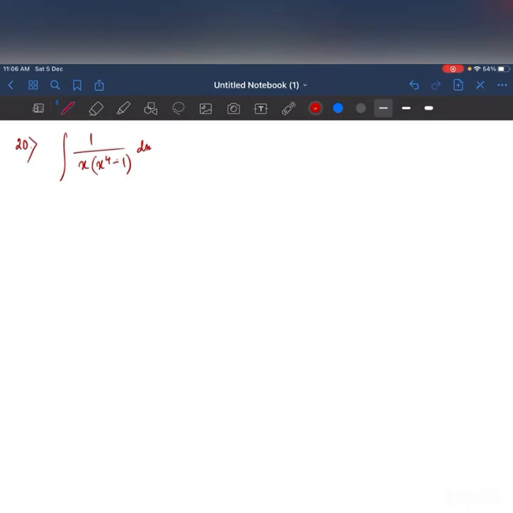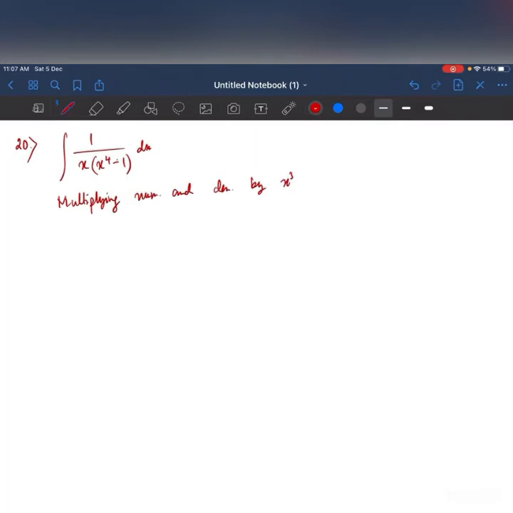In question number 16 they have given you a hint, that is you have to multiply numerator and denominator by x to the power n minus 1. Here in place of x to the power n, it is x to the power 4, right? So we will multiply the numerator and denominator by x to the power 4 minus 1, that is x cube. So I will be multiplying numerator and denominator by x cube.